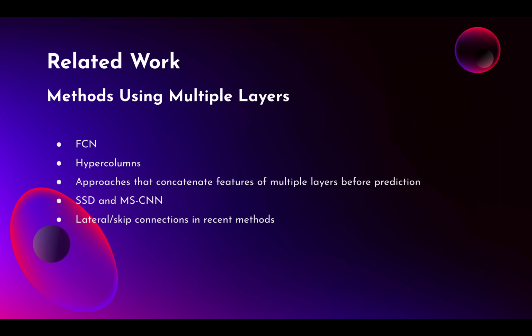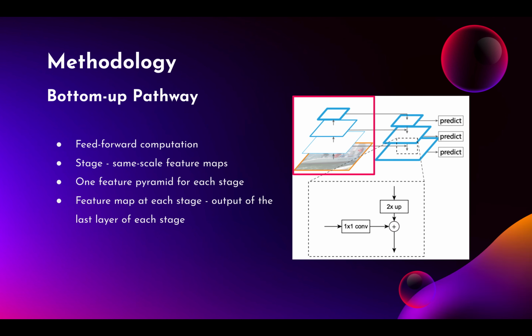Recent methods exploit lateral and skip connections associating low-level feature maps across resolution and semantic levels. There are two main parts of FPN. The bottom-up pathway, as shown in the left part of the picture, and the top-down pathway as well as the lateral connections, as shown in the right part of the picture.